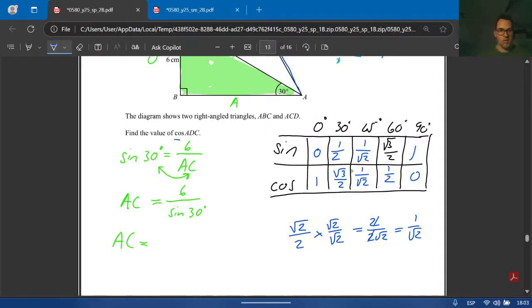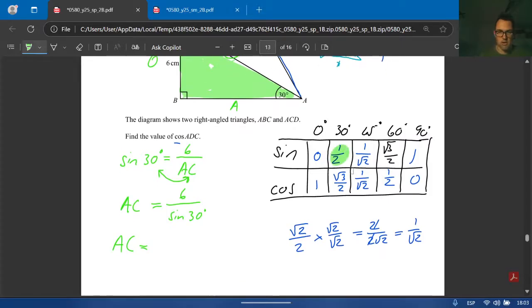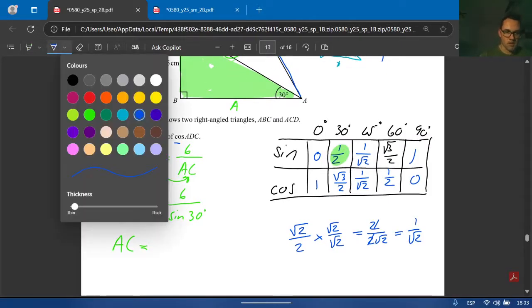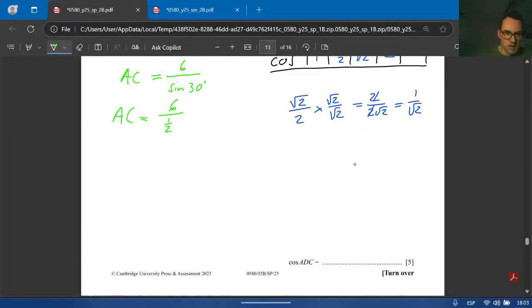Either way, the one we're looking at is sin 30. So that means we got 6 divided by a half. How many halves go into 6? There are 2 halves in 1, 4 halves in 2, so that means AC is 12, because there are 12 halves in 6. It makes sense. 2 halves fit in 1. Okay, anyway.